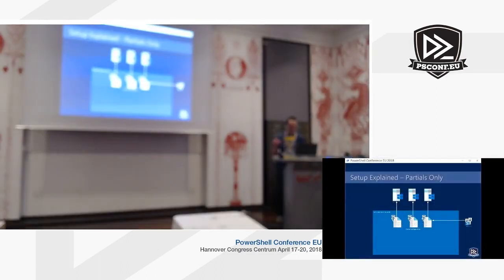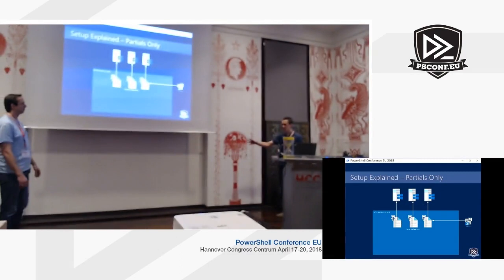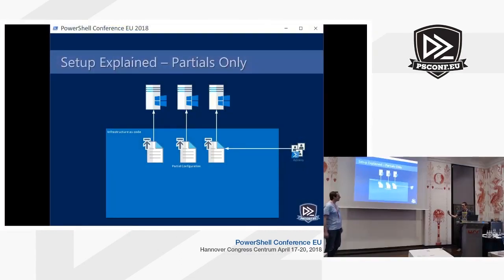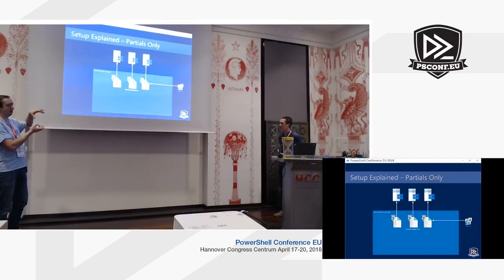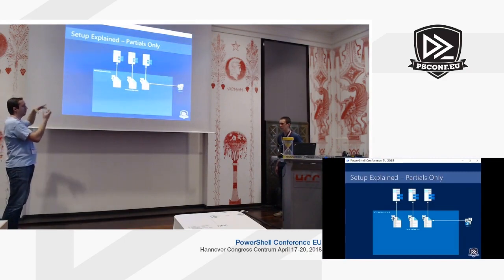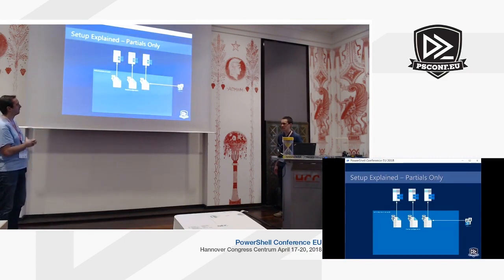Let's have a look first. So you were talking about partial configurations, right? Yes. So what is a partial configuration? Imagine that your server has a role. It can be SQL Server. It can be your file server. You define your partial where you specify all the PowerShell elements in it, keep it in one file, and then apply this configuration to a single node or multiple nodes if you really want to.